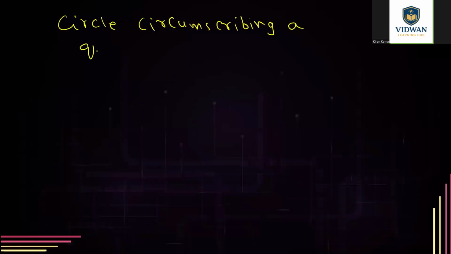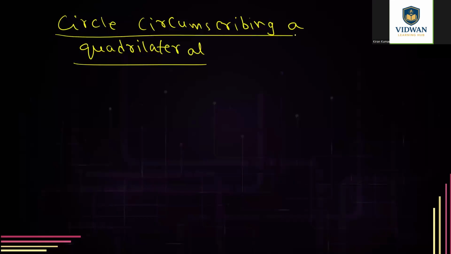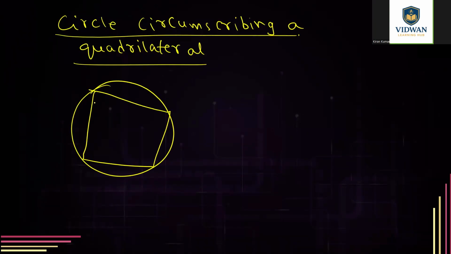So then we have a similar concept for a quadrilateral also, circle circumscribing a quadrilateral. So we have a circle and there are 4 points which lie on the circle. So ABCD is a quadrilateral. You can also call it a cyclic quadrilateral because the points are lying on a circle. So we say ABCD is a cyclic quadrilateral.